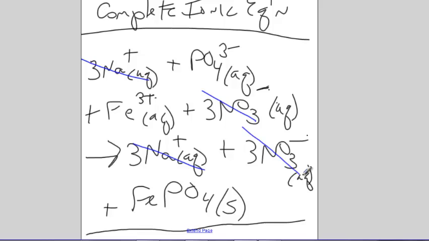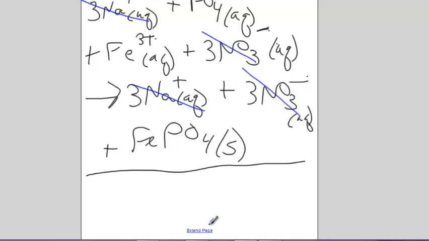That's because these are called spectator ions. What are spectators? Spectators are things that watch and don't participate. So that's what they are. They're watching the action, but they don't precipitate. So what we're going to write, rather, is what's called, I'll choose another color here, the net ionic equation.